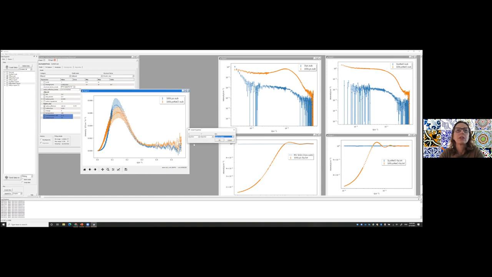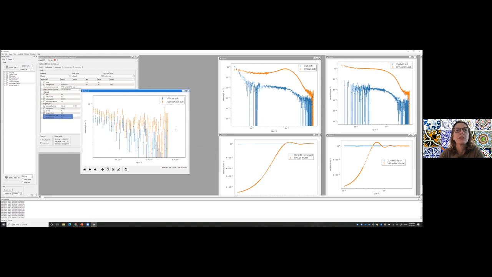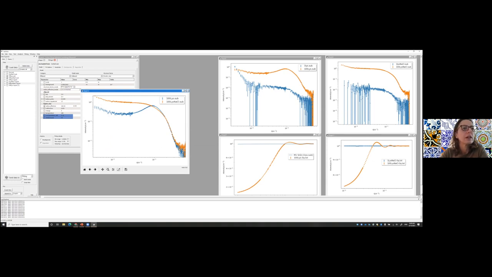Let's do a log. So say I wanted to zoom in here to see what intensities are there in the background, then I could zoom in here, right? And then I could change it back. Reset. So you can zoom in and look at different areas of your plot.